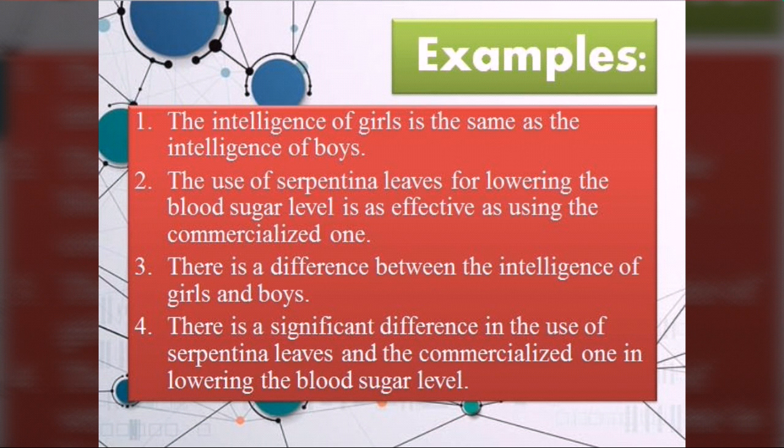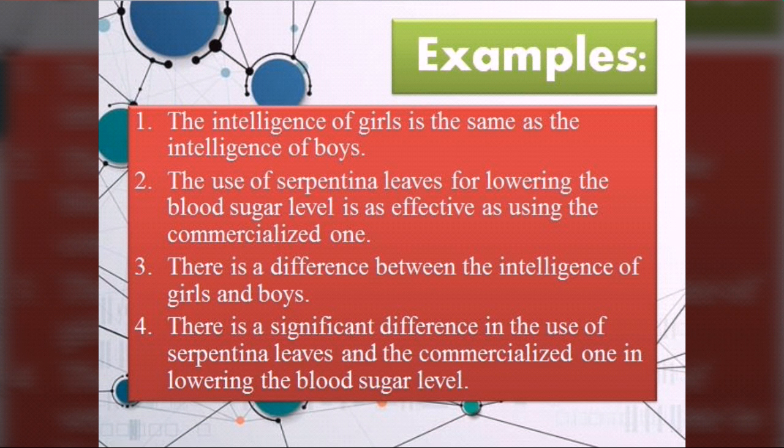The use of serpentina leaves for lowering the blood sugar level is as effective as using the commercialized one. Is it null or alternative? If your answer is null, then you are right again. The words "as effective" mean no significant difference exists again. They are just the same because there is no significant difference.